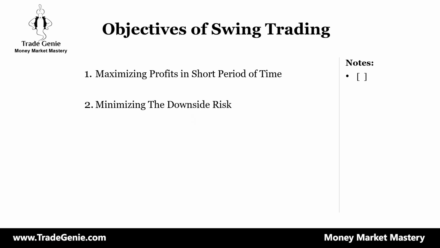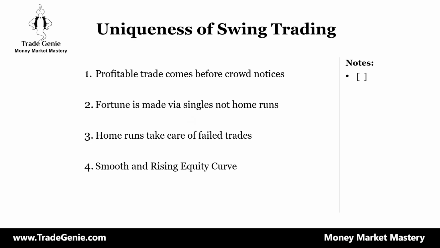Objective is to maximize the gain in the short period and minimize the downside risk. Now, profitable trades in swing trading come before the crowd notices. So you spot something is about to happen, and you put the trade, and you know that this thing is about to move, and it moves. Remember, the fortune is made by singles, not home runs. Home runs just take care of the failed trades, and the equity curve should be rising smoothly.